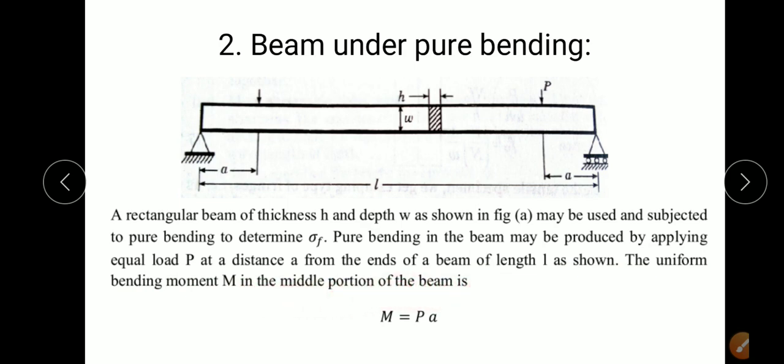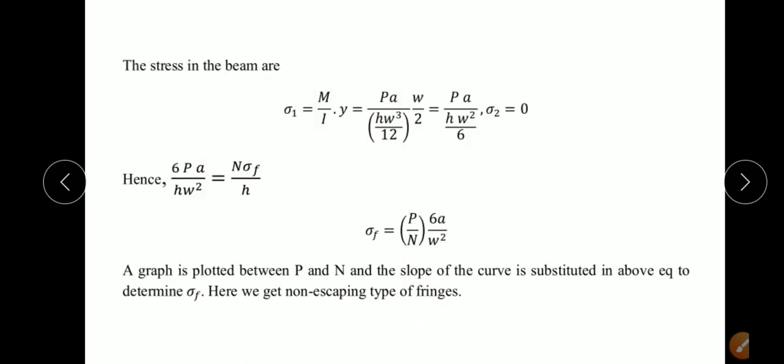So what is the bending moment? The capital M is equal to load into perpendicular distance, the load which is applied and the perpendicular distance, that is load into A. So that is what we are going to consider in your bending moment. Next, we know the stress in the beam equation, that is sigma is equal to My by I.